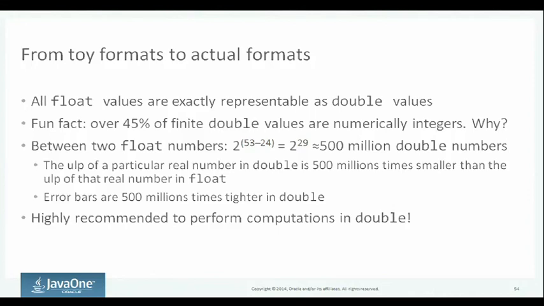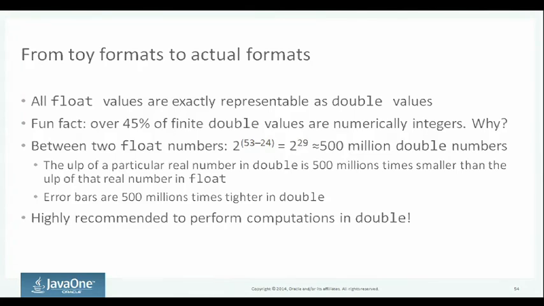And here's a fun fact. Over 45% of the double numbers are actually numerically integers. So why is that the case? Well, what happens when our exponent is greater than the number of precision bits we have? Can any of those significant bits be fractional? They can't. Say if you have an exponent bigger than 54, you know that all the bits in that significand are some kind of integer. So floating point shouldn't be too hard to understand because it's almost half integers.